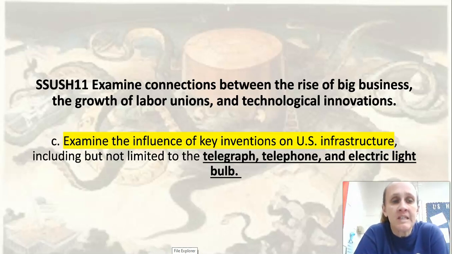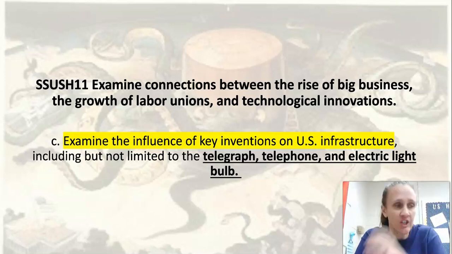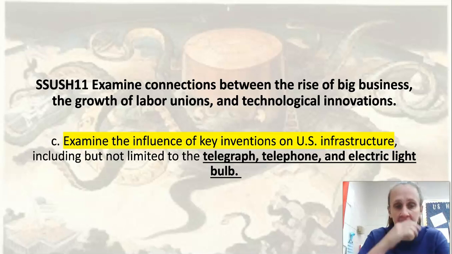All right, so Standard 11c is asking us to examine the influence of key inventions on U.S. infrastructure. So remember, the infrastructure of a country is what allows that country to function. That might be your roads and highways. It might be your healthcare system. It might be your educational system. It might be your government. It could be businesses and whatnot. So your infrastructure is like your skeleton for your country, like it is for a human being.